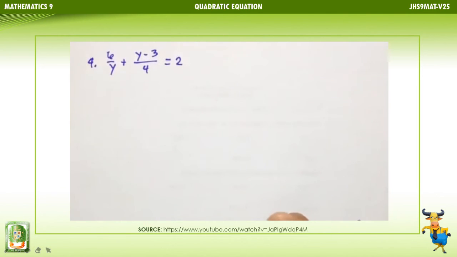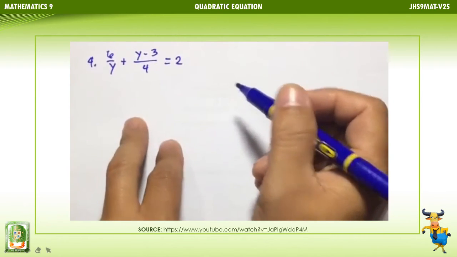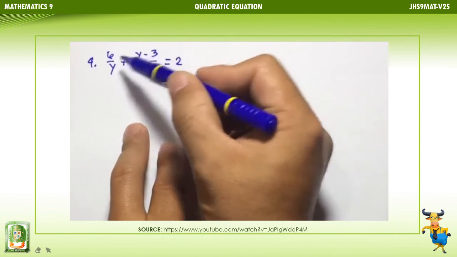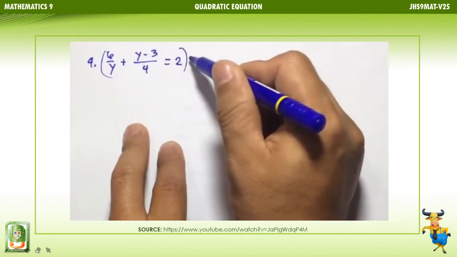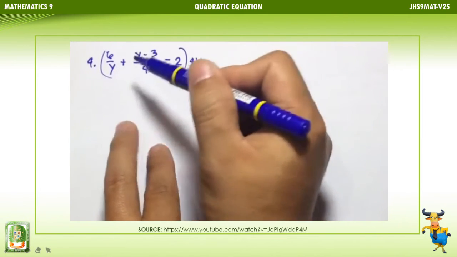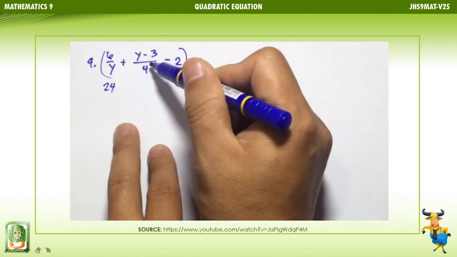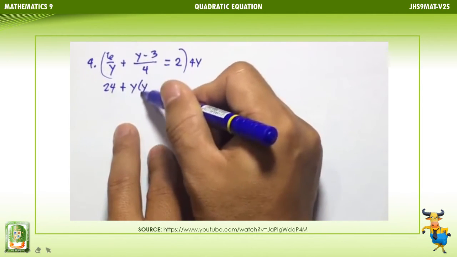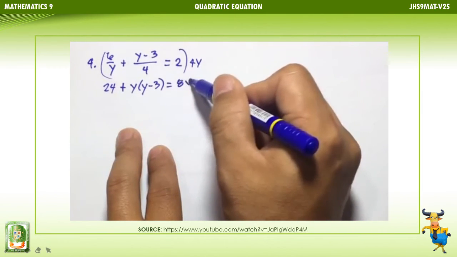Example number 4, 6 over y plus y minus 3 over 4 equals 2. So first, we're going to simplify or eliminate the denominators by multiplying the equation by 4y. Then 4y times 6 over y, that will be 24. Then 4y times the quantity of y minus 3 over 4, so cancel 4. So we're going to have here y times the quantity of y minus 3. Then this is equal to 4y times 2 is 8y.